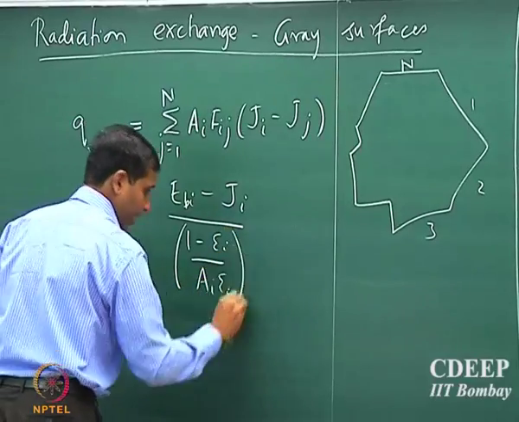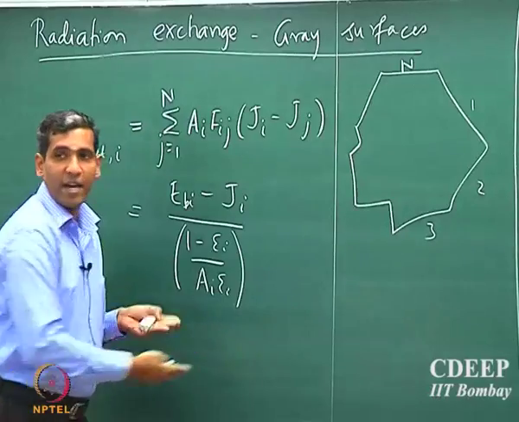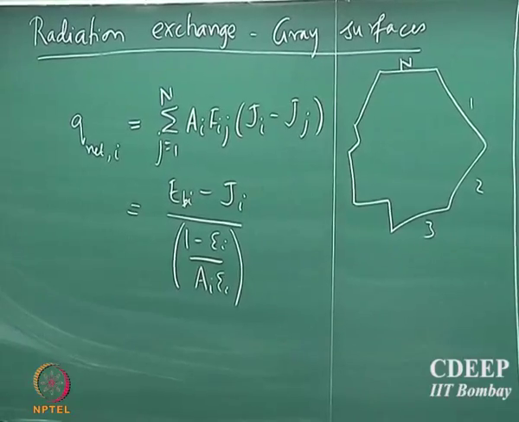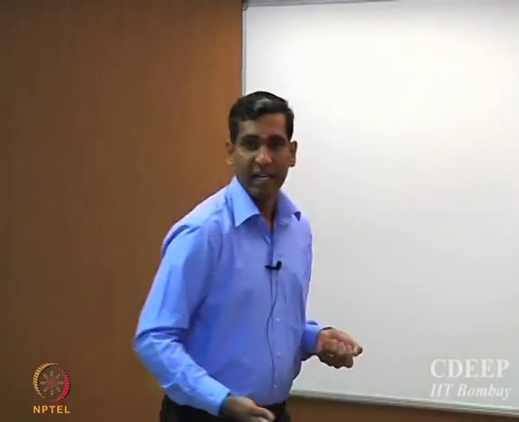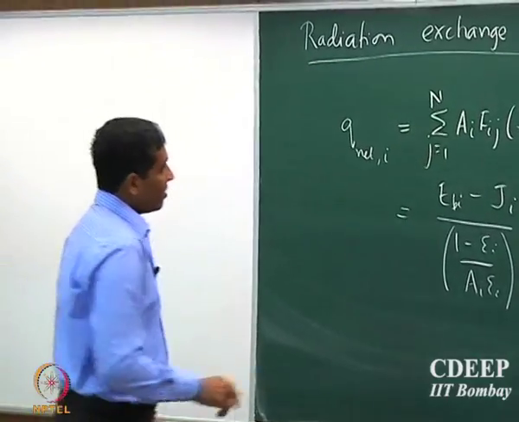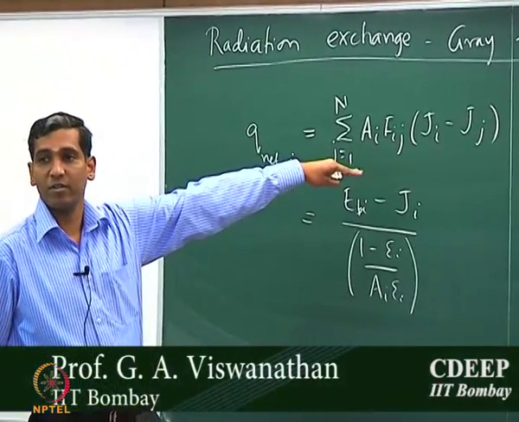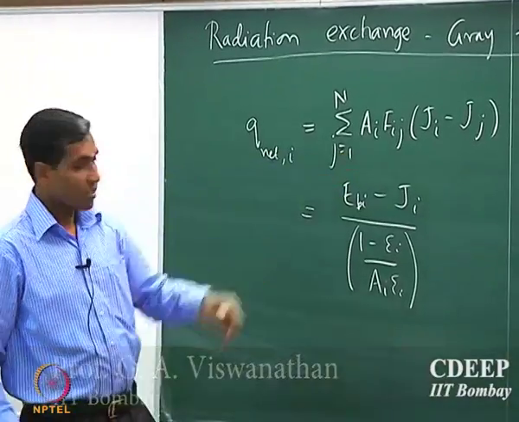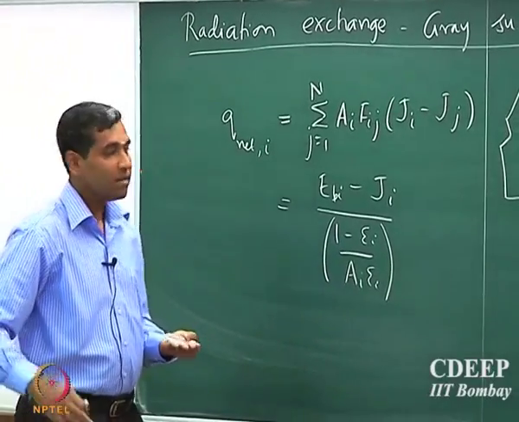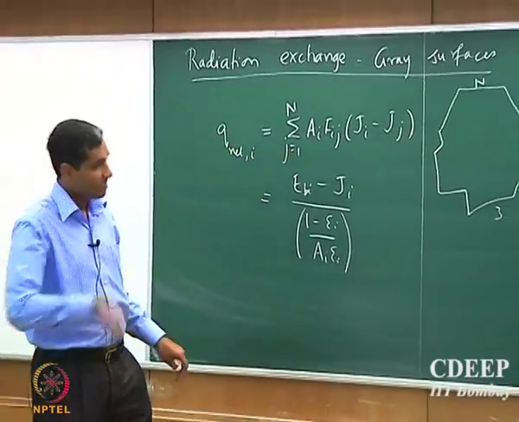by (Ai epsilon i). Okay. So, we identified that (1 minus epsilon i) by (Ai epsilon i) is the resistance offered by the surface because of its surface properties for radiation exchange from that surface. Now, in a similar way we could also identify resistances for radiation exchange between different surfaces. Note that this is the resistance for radiation from the surface i, and we can identify resistances for radiation exchange between surfaces.